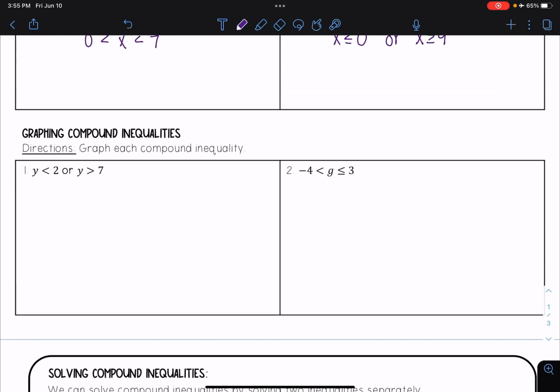And then we'll look at graphing compound inequalities. So here we're actually just going to go ahead and graph it. So this first one I have y is less than 2 or y is greater than 7. So y is less than 2, so I'm going to put an open circle at 2 because I have a strictly less than. And then I want to draw my graph everything less than 2. Y is greater than 7. Greater than is strictly greater than, so it's an open circle. And I want to draw everything greater.